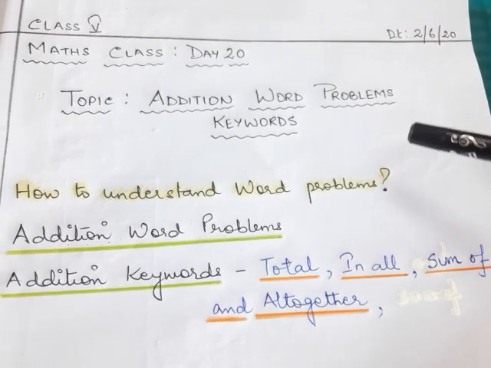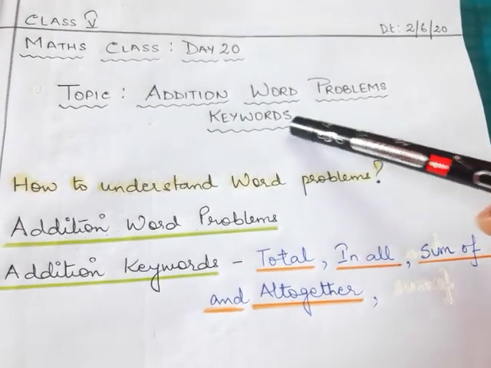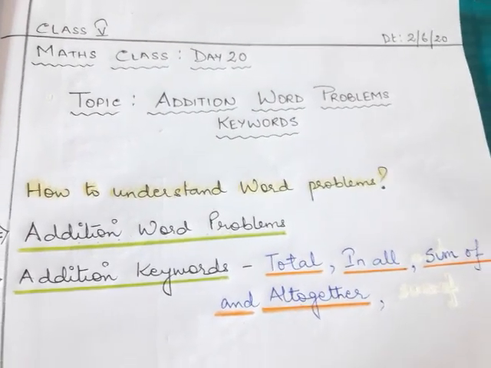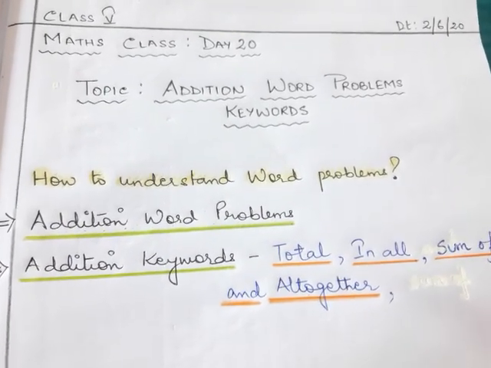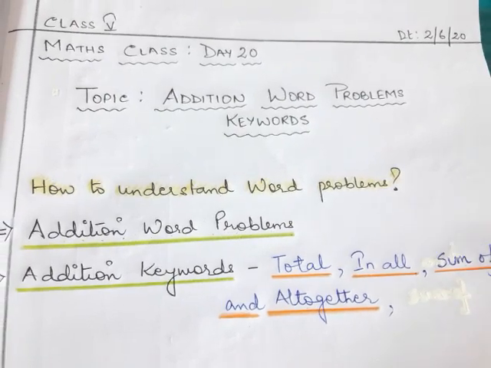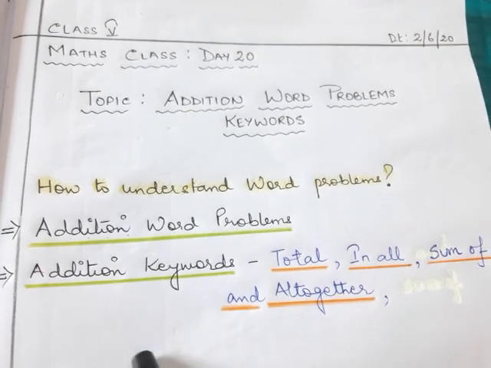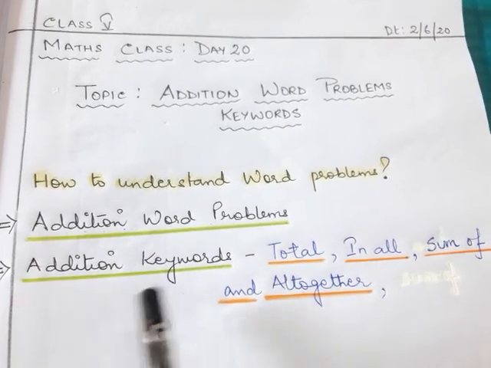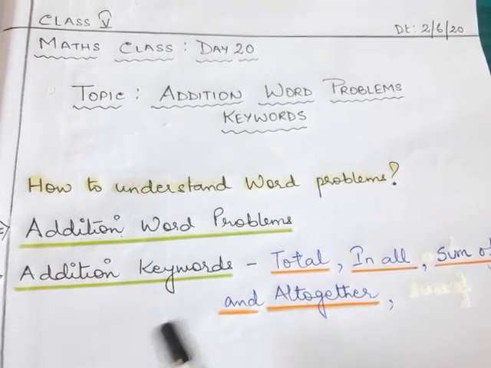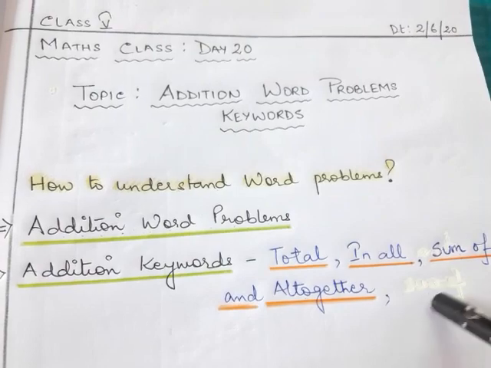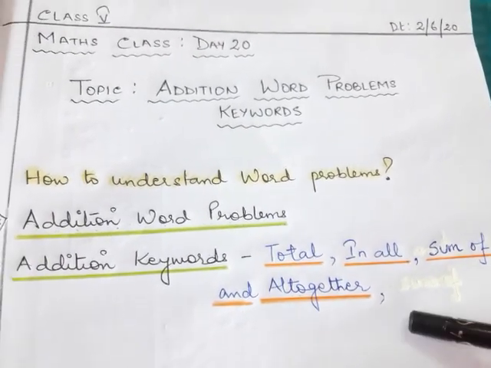Today we are back with our maths class, and the topic that we are going to do today is addition word problems. Okay? So how to understand word problem sums? Whether it's addition, subtraction, multiplication or division, how will you come to know? So here are some keywords, that is addition keywords. Through this you can understand whether a sum is indicating addition, or subtraction, multiplication or division.